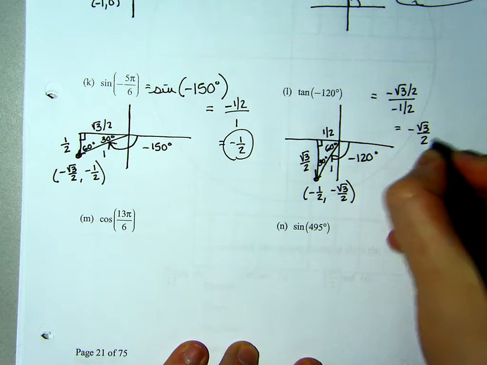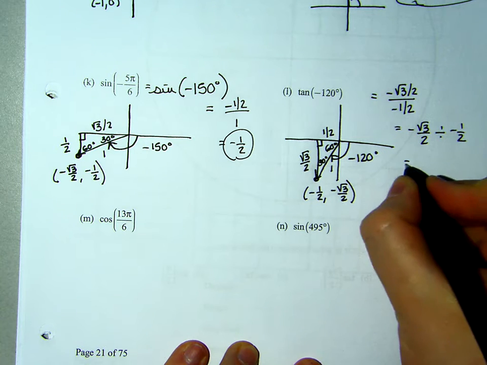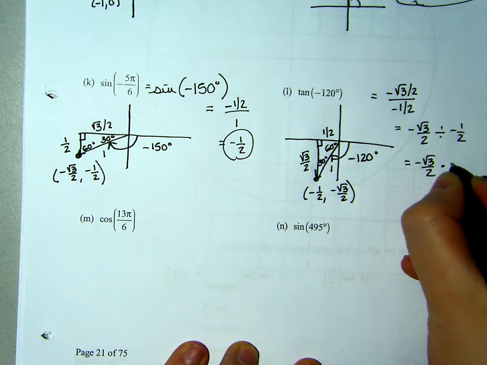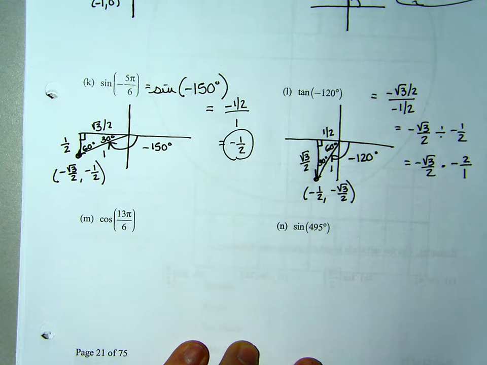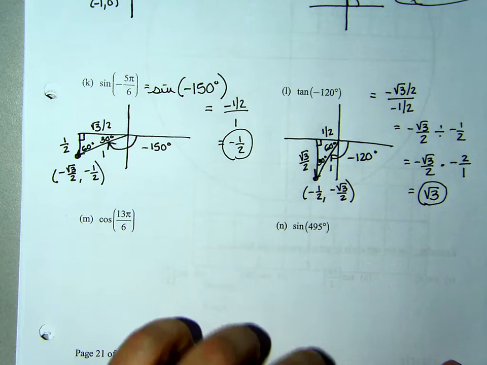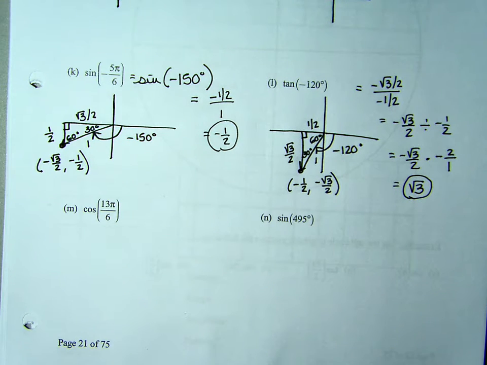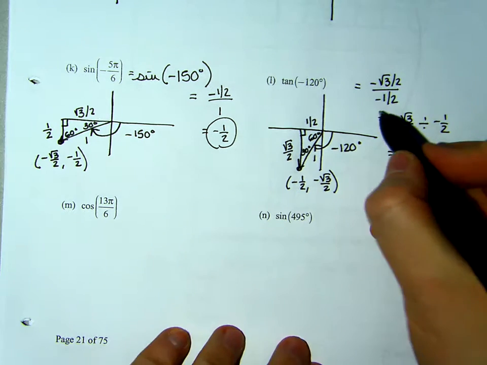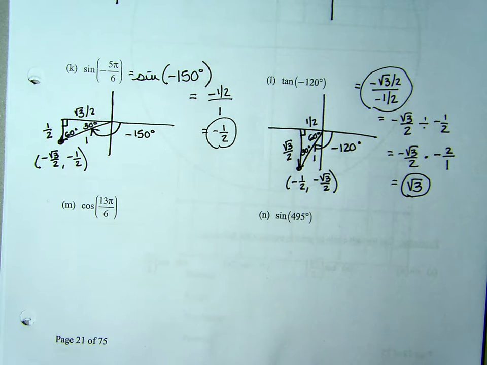Negative, so first of all, negative root 3 over 2 divided by negative 1/2 is the same problem as negative root 3 over 2 times negative 2 over 1. Cancel the negatives. Negative times negative cancels. Root 3. The 2's are going to cancel. We're going to get root 3 for the tangent of negative 120 degrees. Questions here? If you went from here to root 3 because you can see the negatives cancel and the 2's cancel, that's okay as well.